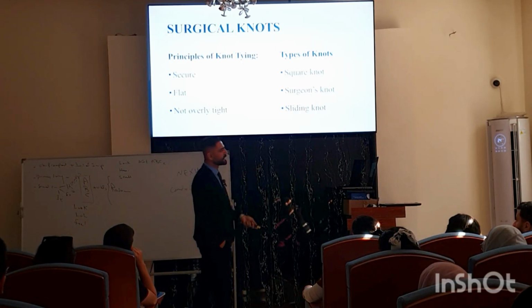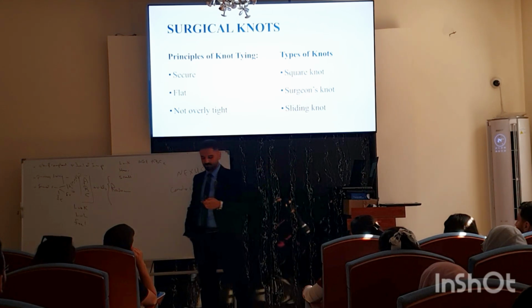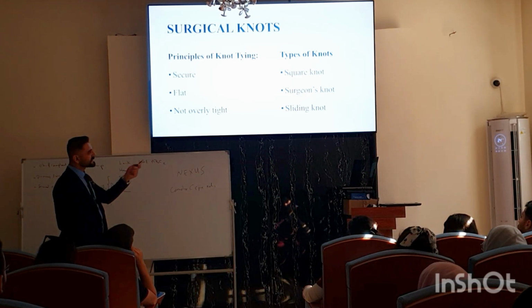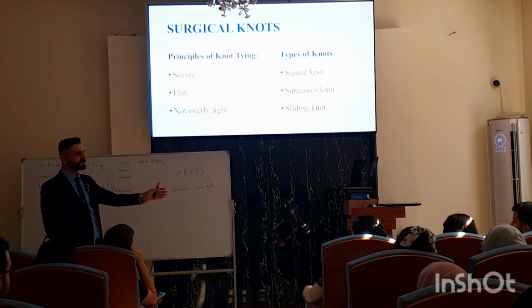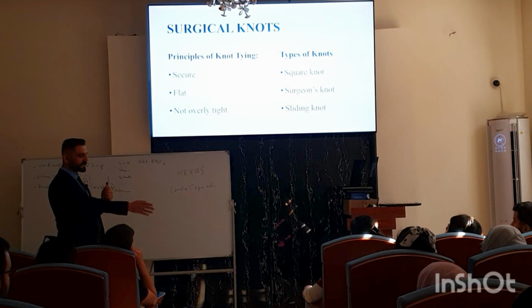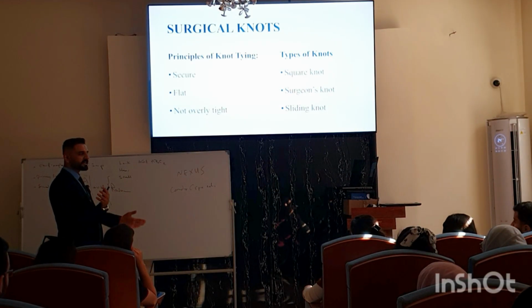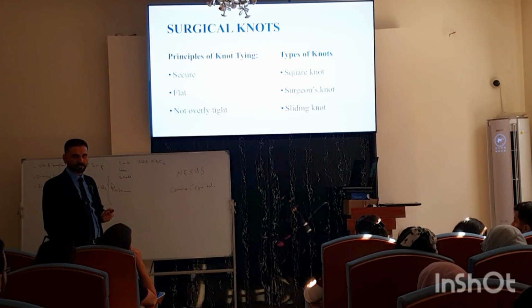The surgeon's knot, we take two throws first in the same direction, then we reverse to the other direction to have a square knot later on. The sliding knot, we have multiple throws in the same direction, then we can slide the knot. After tying it, we can slide it toward the tissue, so we start with a loose knot, then we tighten it as much as needed, then we lock it with a square knot. And also we'll practice that tomorrow. Okay.